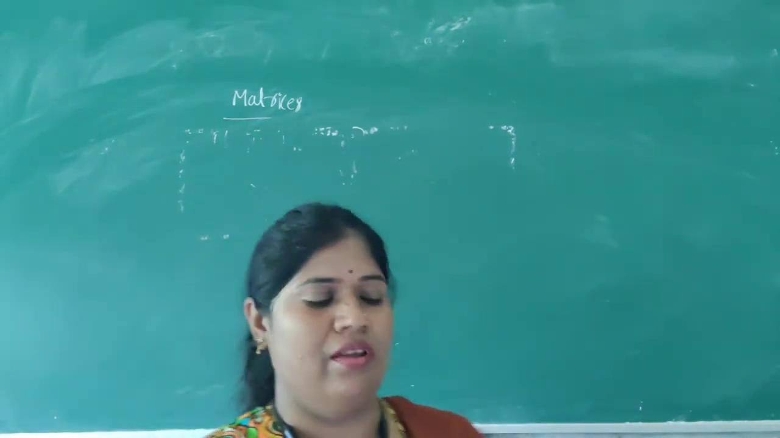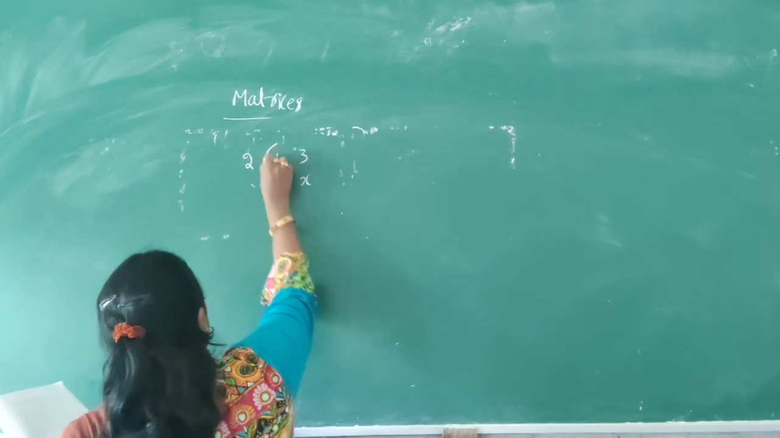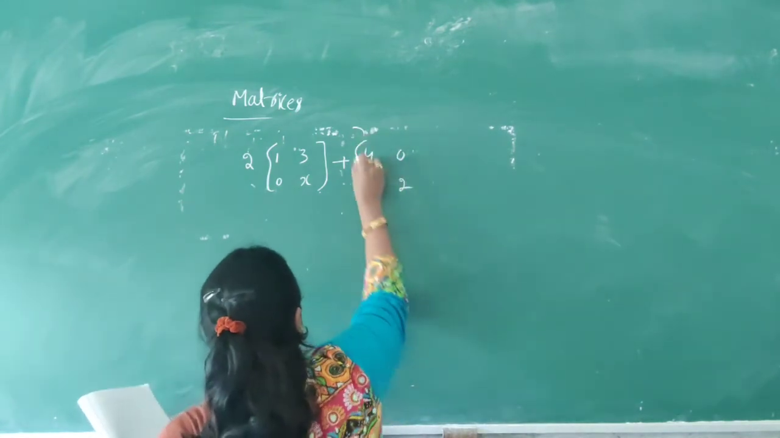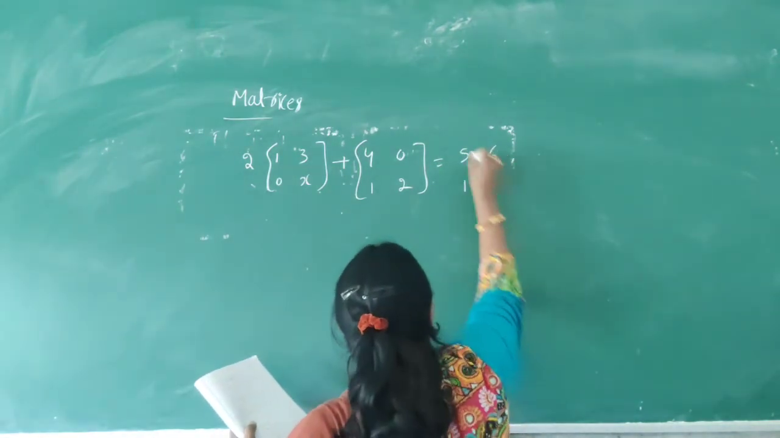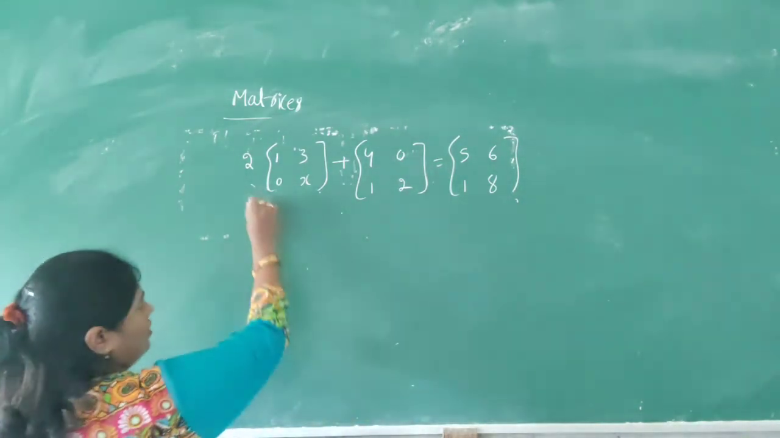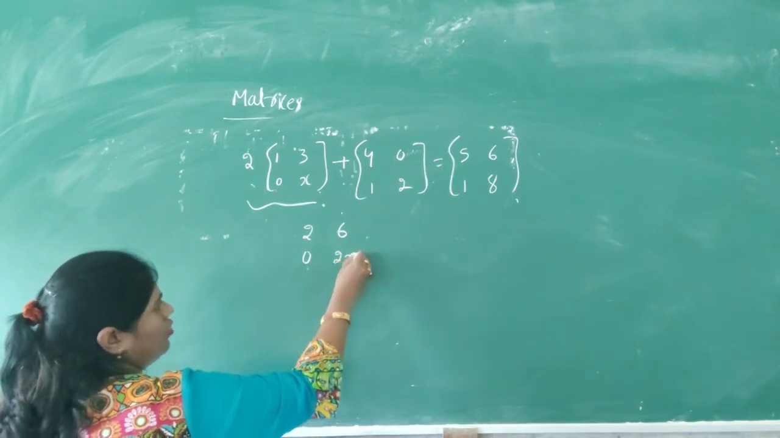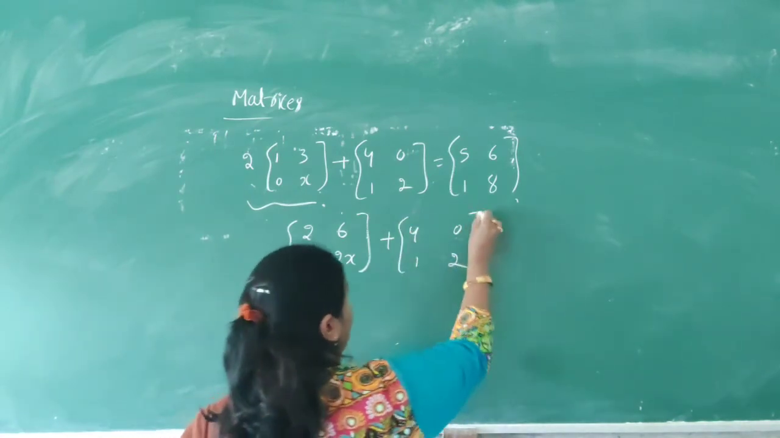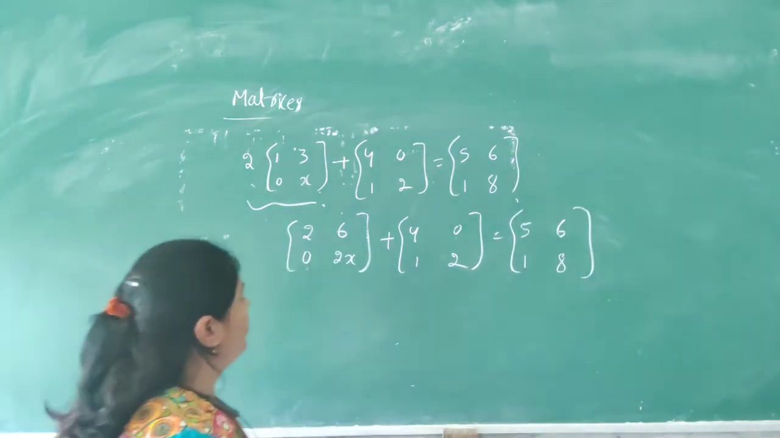Next, find x and y. Find x and y. If 2 of [1, 3, 0, x] plus [y, 0, 1, 2] is equal to [5, 6, 1, 8]. So it just means we have to multiply each element by 2. 2 1s are, 2 3s are, 2 0s are, 2 into x is 2x. Plus this as it is, y 0, 1, 2. And this one is as it is, 5, 6, 1, 8. Okay? So we simplified this one, okay?